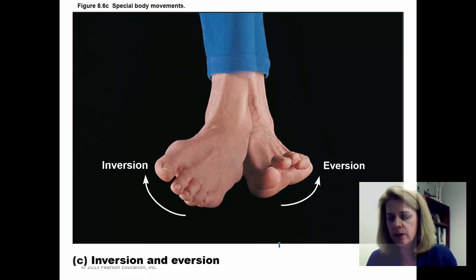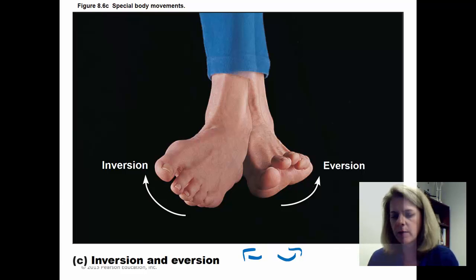Eversion and inversion of the feet. So if you turn your foot out, it's everted. If you turn your foot in, it's inverted. So I'm talking about onto the side. So if you're walking on your big toe side or on your pinky toe side, so kind of inverting and everting your feet laterally.